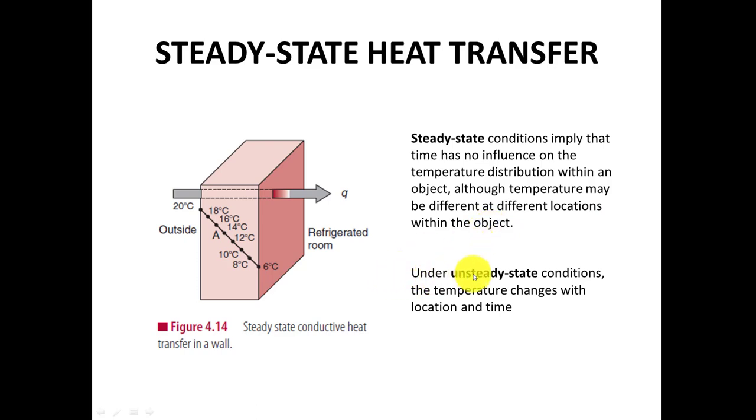Contrary to this, if we talk about unsteady state heat conditions, the temperature may change with location and time. For example, it is 12 here at 10 a.m., then at 2 a.m. it may be 14 or it may be 10. These fluctuations do take place practically, but theoretically we assume that it is a steady state heat transfer.